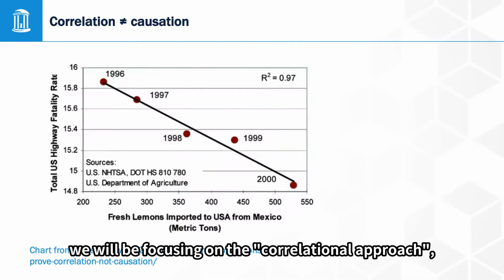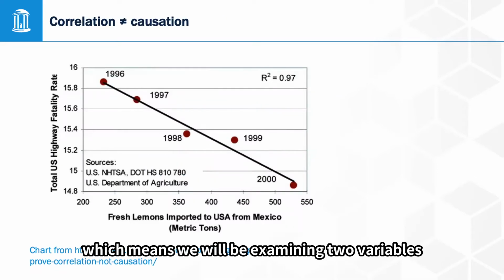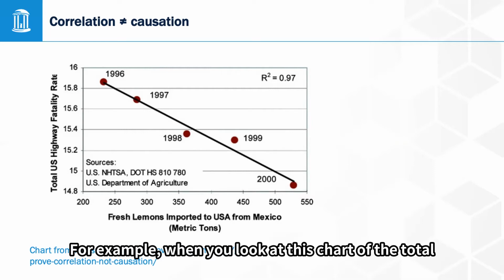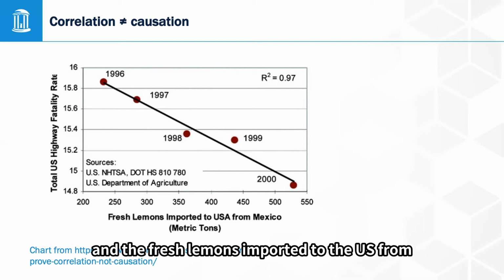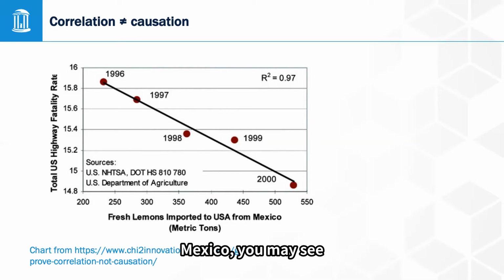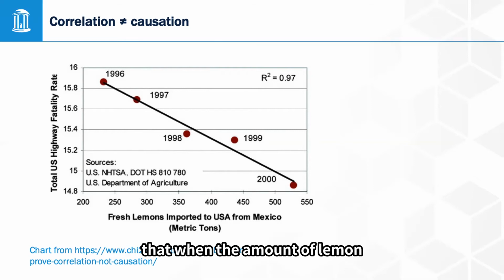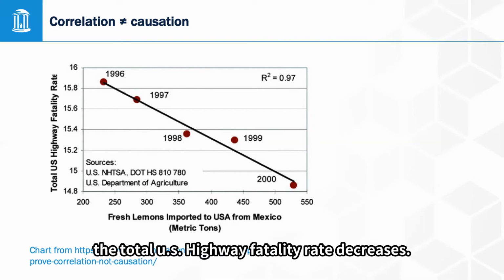In this module, we'll be focusing on the correlational approach, which means we will be examining two variables that are not necessarily dependent on each other. For example, when you look at this chart of the total US highway fatality rate and the fresh lemons imported to the US from Mexico, you may see that these two variables are correlated, that when the amount of lemon imported from Mexico increases, the total US highway fatality rate decreases.